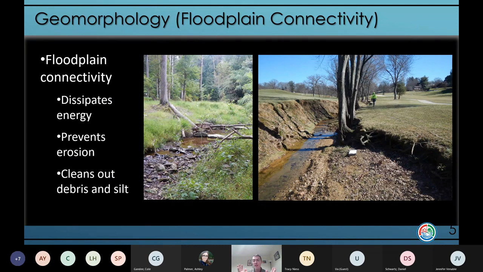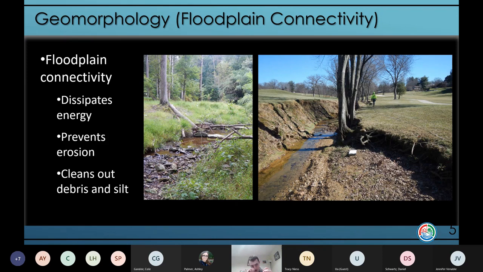So floodplain connectivity is really important. As water increases, as we get floodwaters, in the picture on the left with all the trees and grasses, the water is very easily going to rise out of the channel and flow into that open flat space next to the stream. And that does a lot of good things because it dissipates energy. It stops that water from moving really fast and causing more erosion.